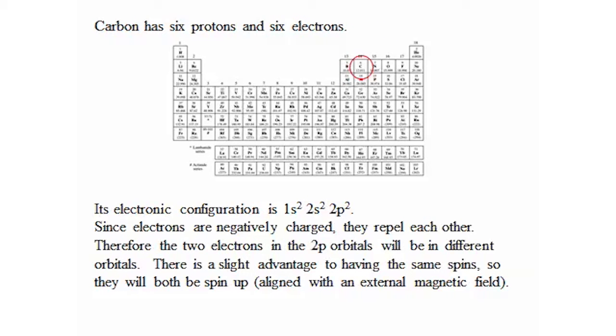Carbon, atomic number 6, has 6 protons in the nucleus and 6 electrons around it. Its electronic configuration is 1s squared, 2s squared, 2p squared, or 2p to the second. Since the electrons are negatively charged, they repel each other. Therefore, the 2 electrons in the 2p orbitals will be in different orbitals, different values of m. There is a slight advantage of having the same spins. The magnets will be aligned, so they will both be spin up, for example, when aligned with an external magnetic field.